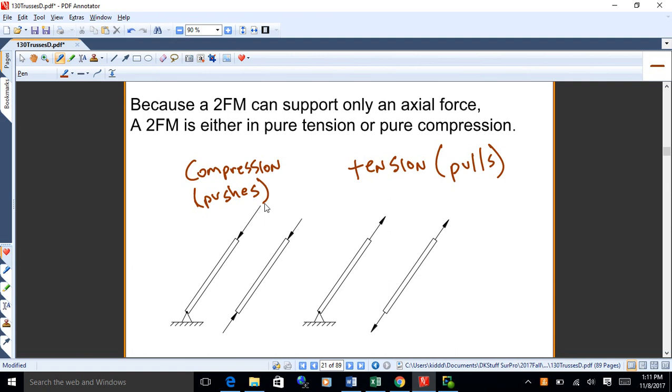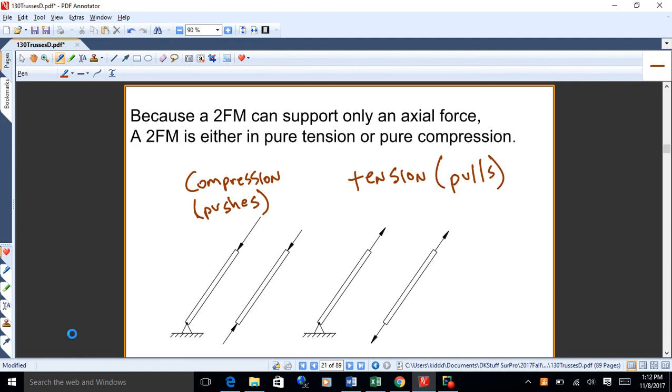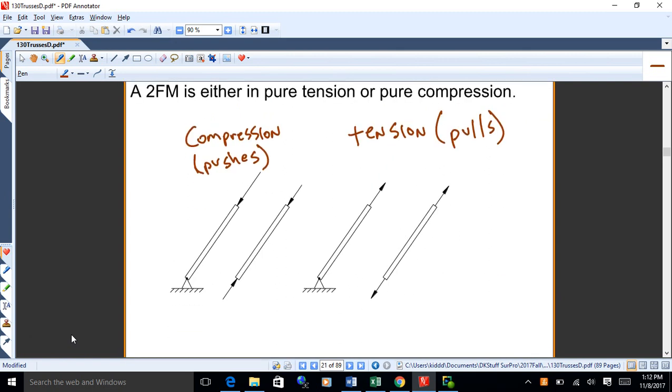So that's a key assumption on this: if the members that make up the truss are joined only at the joints, and the loads are applied only at the joints, the members are two-force members, and they're either in pure compression or pure tension, one or the other. So we good with that? Okay.